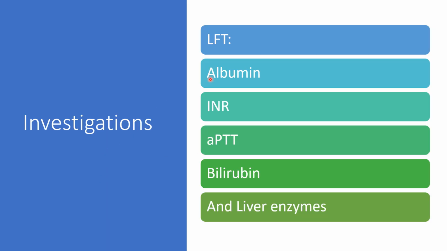Further investigations will include liver function tests. Remember pathogenesis of diabetes? Let's see if the liver is in trouble. And of course, some of the medications we want to give are hepatotoxic, right? So albumin, INR, APTT, bilirubin, and liver enzymes. The reason why I put liver function and liver enzymes is that there's a difference between them.